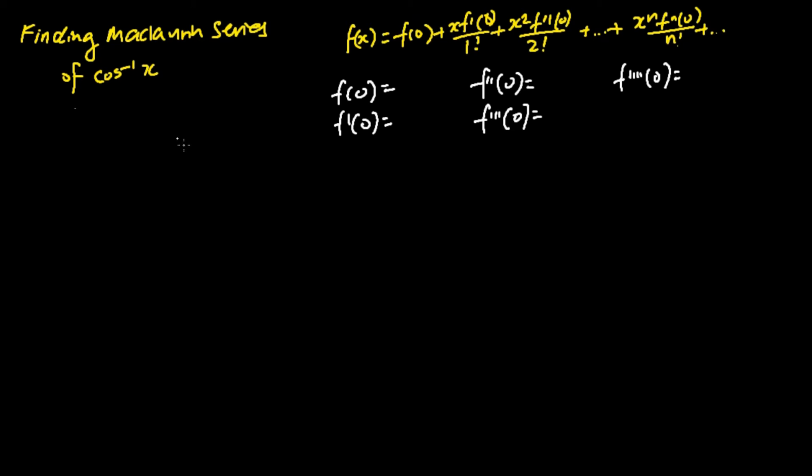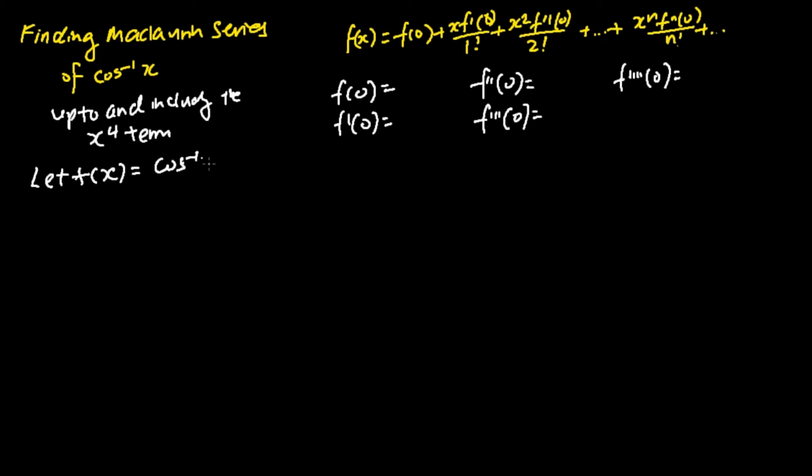For this particular problem, we will be expressing the Maclaurin series of cosine inverse x up to and including the x to the power of 4 terms. We express the function of x to be cosine inverse x, and then we will start working on finding f prime x, which is differentiating the function of x one time. We get the following. This is just negative of 1 over the square root of 1 minus x squared.